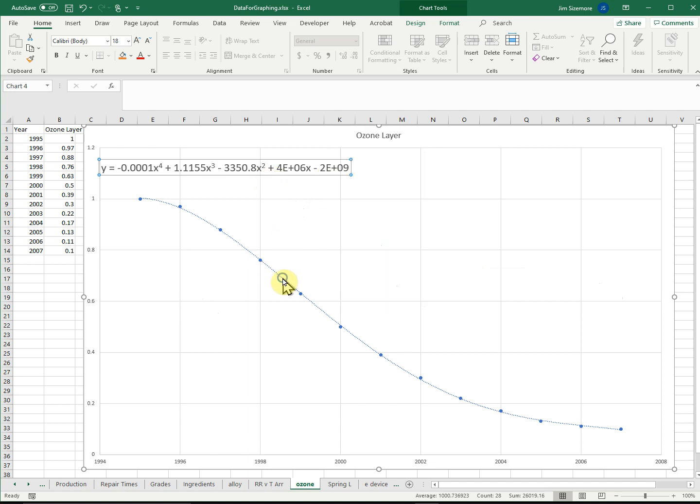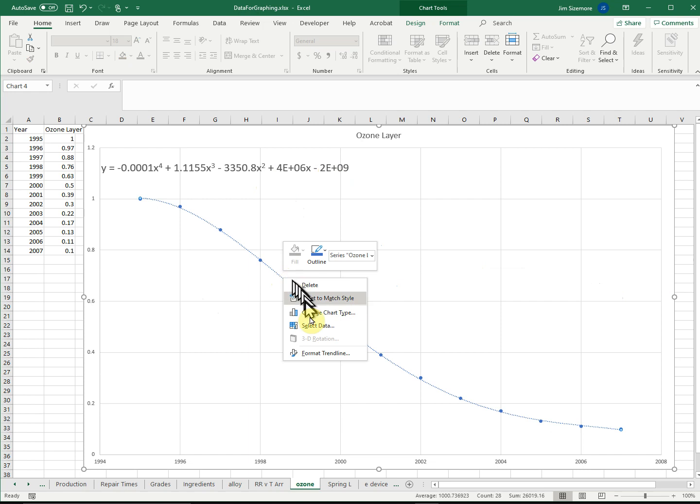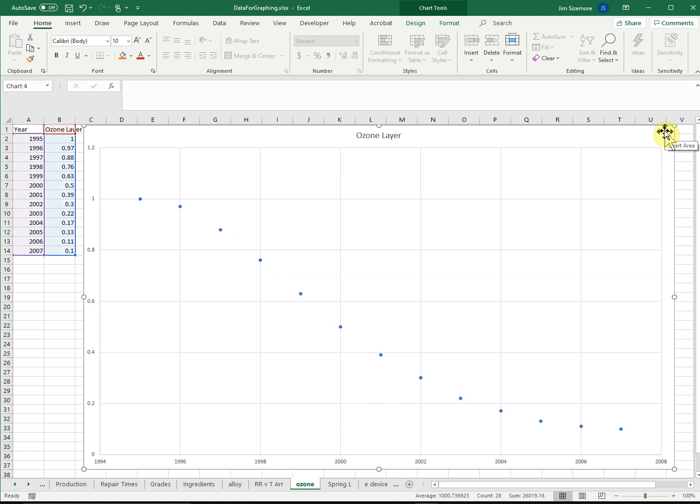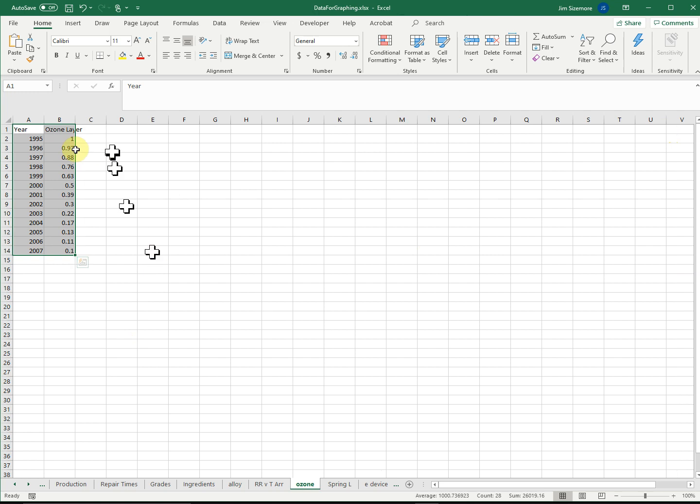Let's just delete the trend line. In fact, I'm going to delete the whole chart. Let's just delete the whole chart. We're going to do something a little different. Come on, chart, go away.